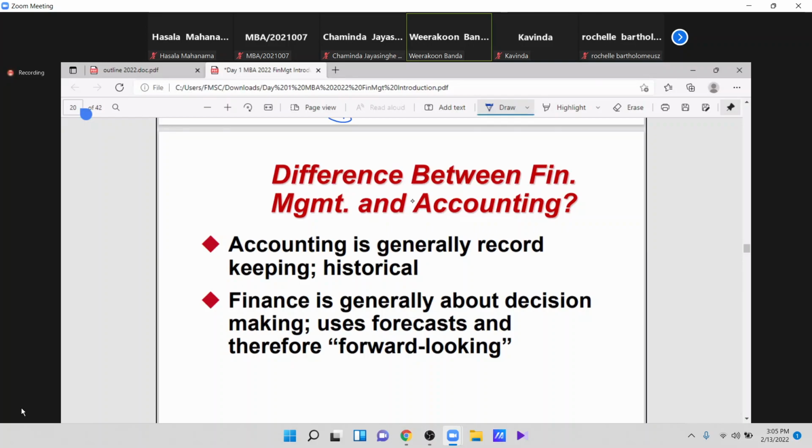Finance is generally about decision making, uses forecasts, and therefore is forward looking. Every time, financial management or the CEO is concerned about what the next decisions should be, for the next period or next year. What should be the particular level of position in the market. So that is forward looking finance. Accounting and finance are interrelated, but there are some deviations.